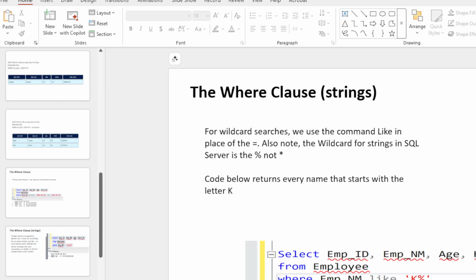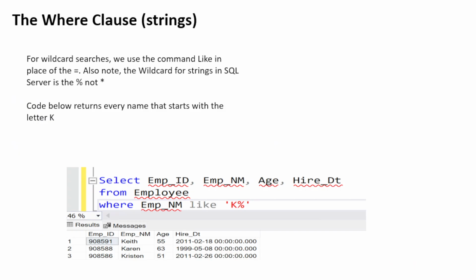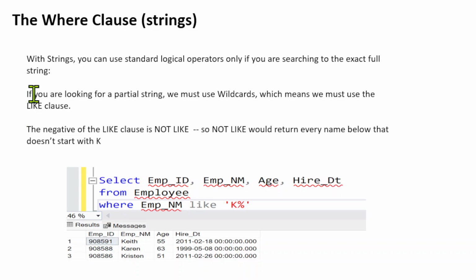So that's our like. And keep in mind the percentage sign can be as many letters as possible, multiple words. It's whatever side it sits on. So this will say it starts with K and it has anything after. Or if you had it at the end, you'd have as many records in front, but whatever ends in letter K. So again, not like is what we have. I showed you the not like.